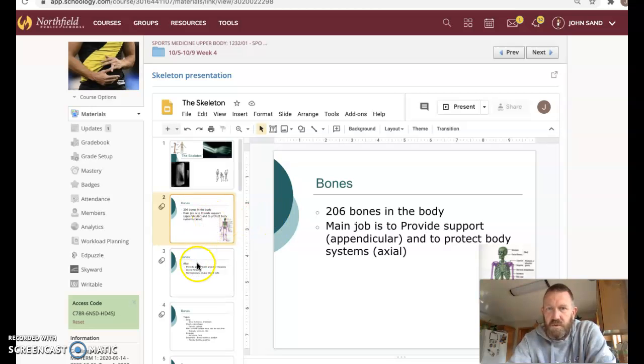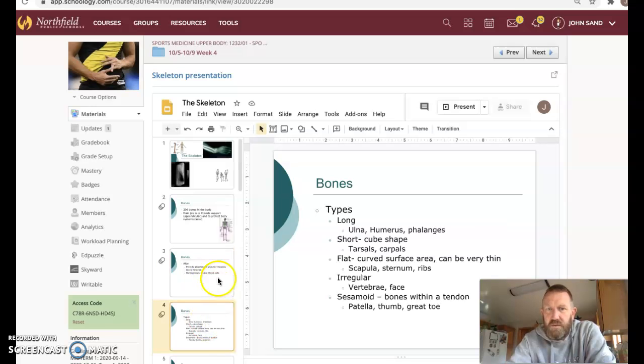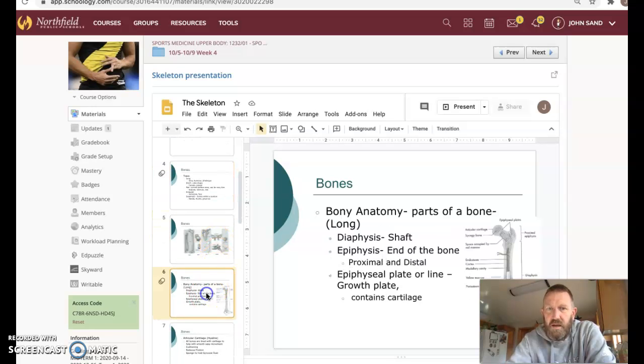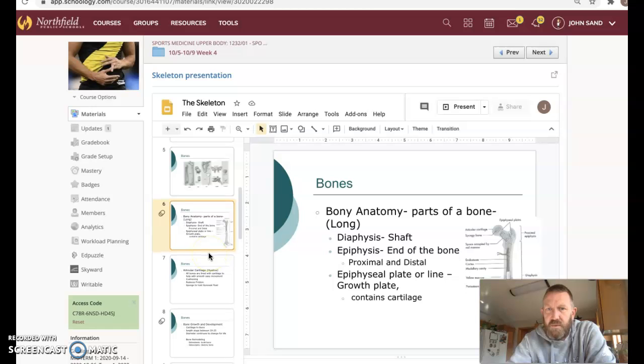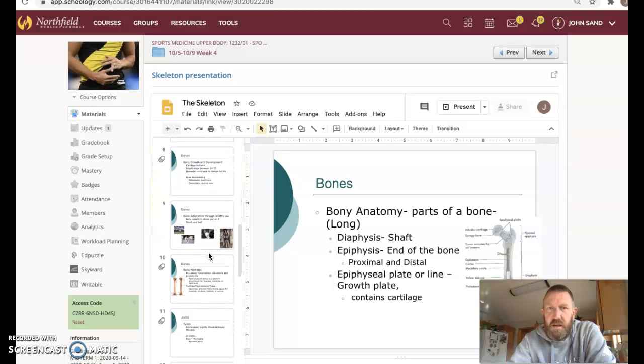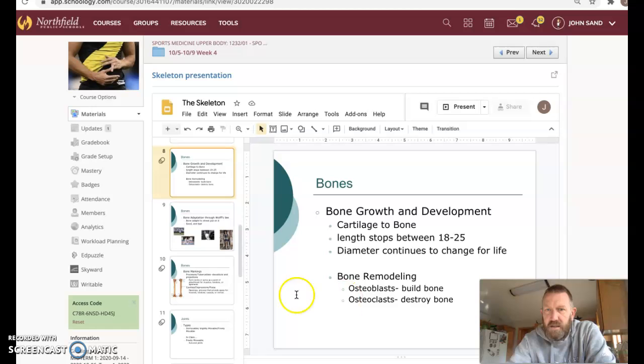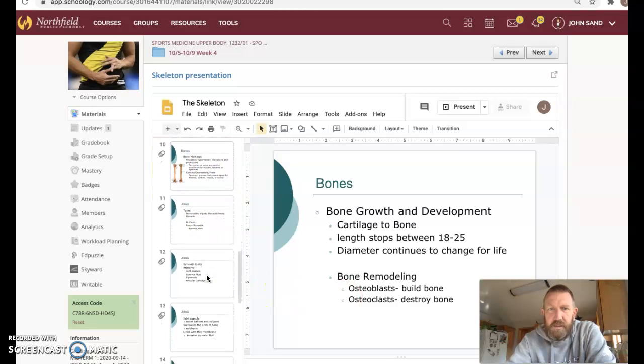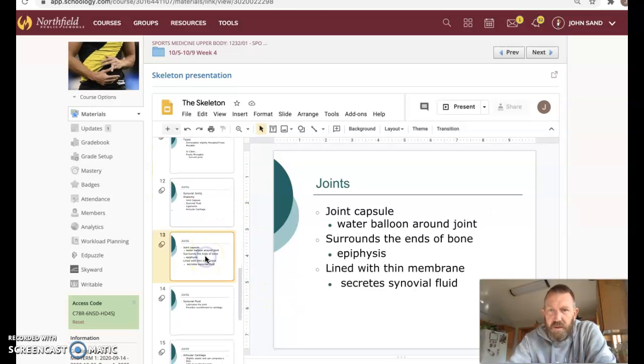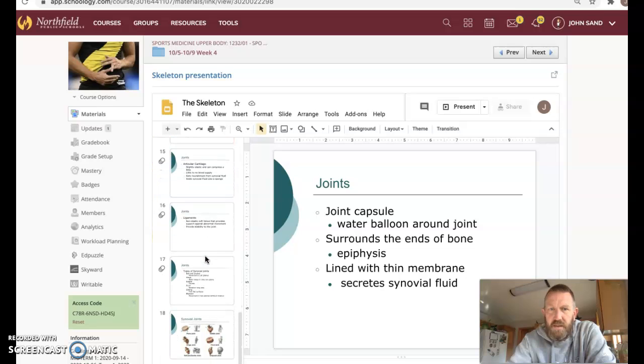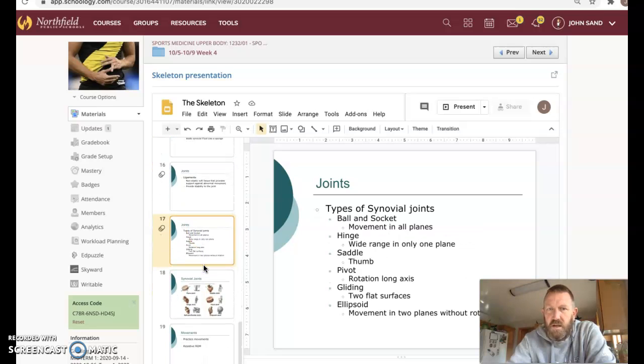So 206 bones, making sure you know all the different things your bones do for you, understanding the different types of bones, okay? The parts of a bone, so diaphysis, epiphysis, and epiphyseal plate. Understand what osteoblasts and osteoclasts do. Joints, making sure you know what's part of a joint and the different types of joints. And like I said, it'll be all multiple choice.